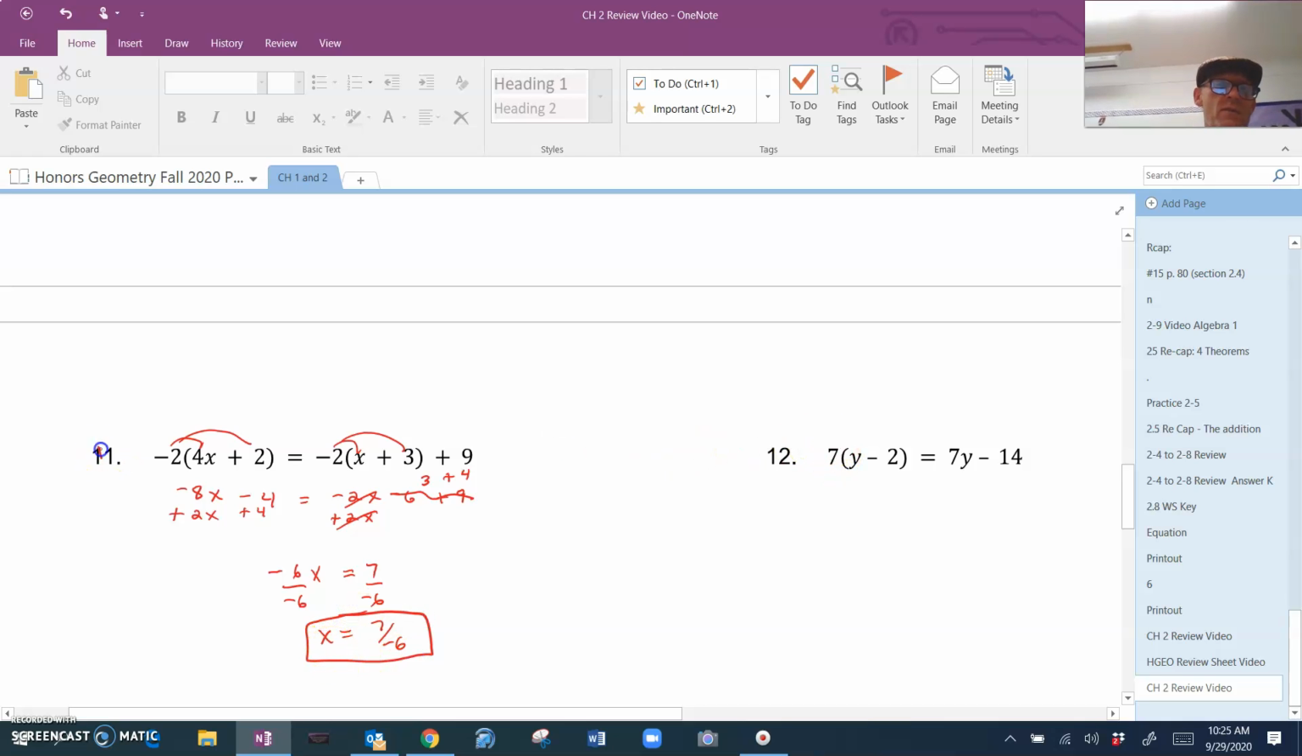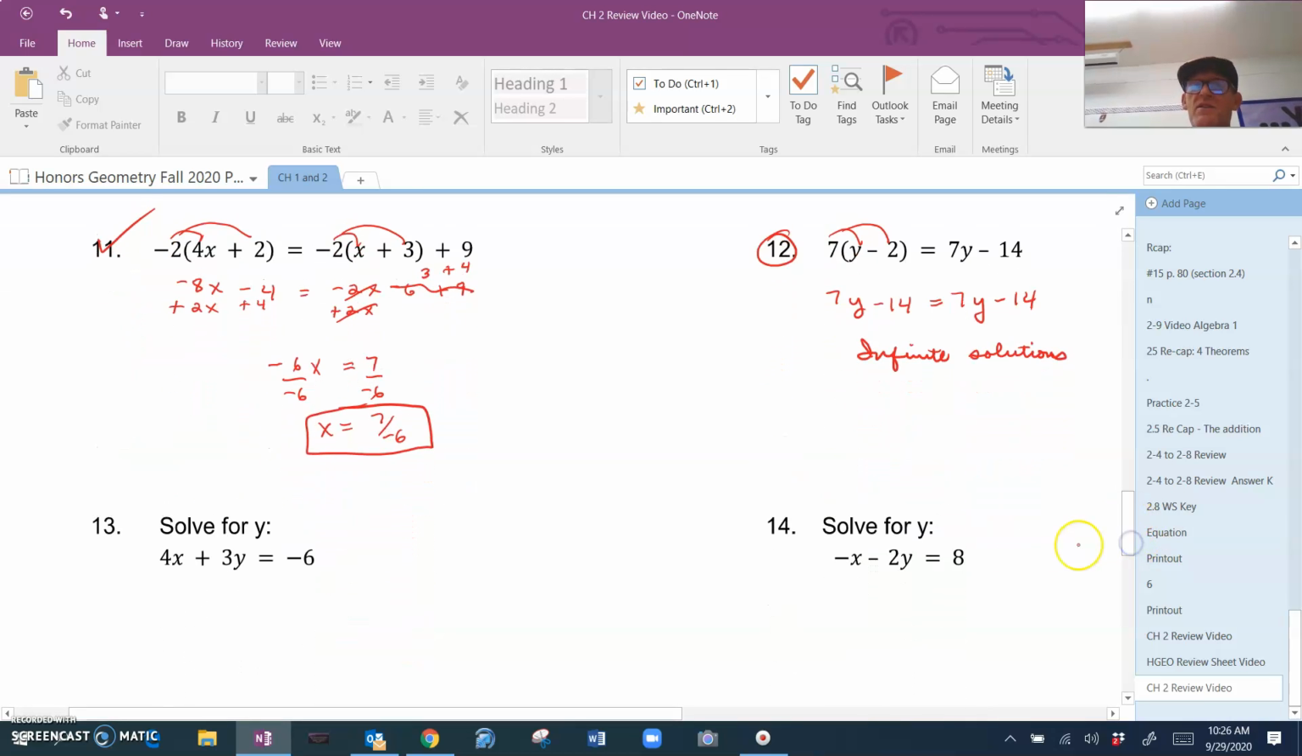All right, moving on to number 12. Number 11, check. Number 12, I'm going to distribute the 7. I get 7y minus 14, and on the right is 7y minus 14. Now, they are the same, so it doesn't matter what I put in for y. I will get equals. So they have infinite solutions for this one. So the answer is infinite solutions. Now, if it was different, it might be no solution. But in this case, it's infinite solutions.